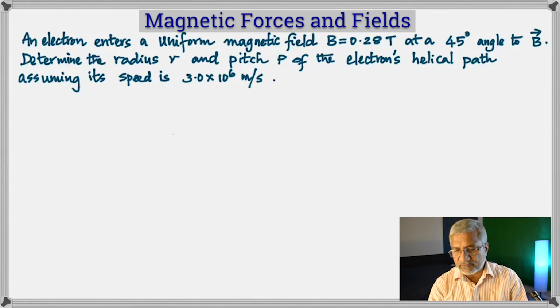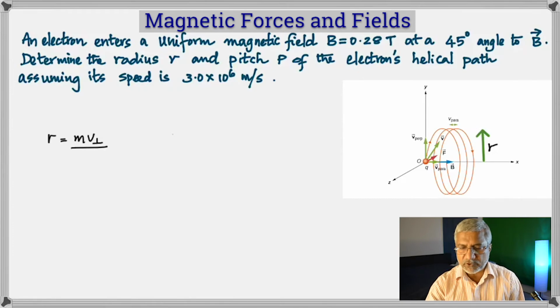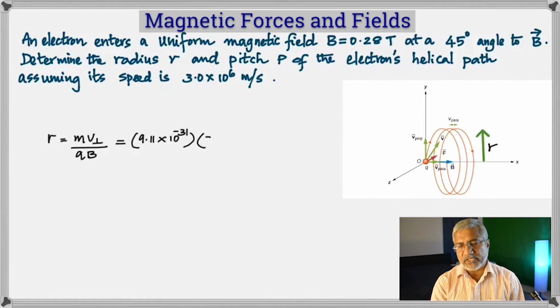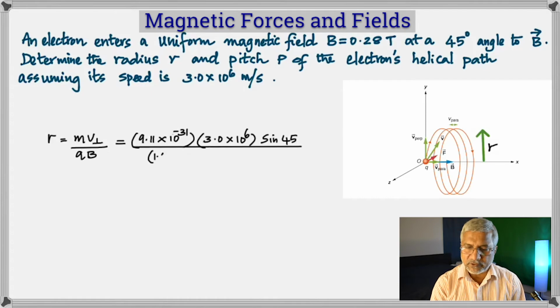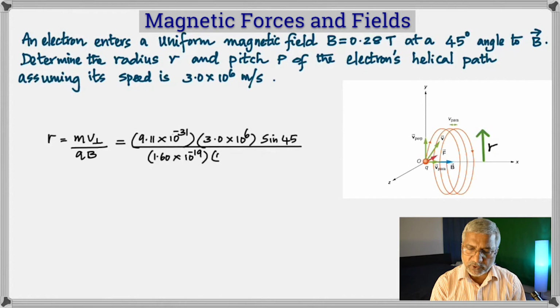Okay, so the same formulas, I just copied that diagram there. And the radius is given by mass times the perpendicular component of the velocity divided by qB. And when you take the mass of the electron, the perpendicular component is what? 3 times 10 to the 6 sine 45 divided by the charge of the electron times the magnetic field, which is 0.28. When you do those calculations, you get 4.3 times 10 to the negative 5 meter.